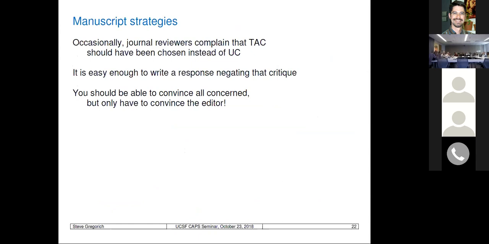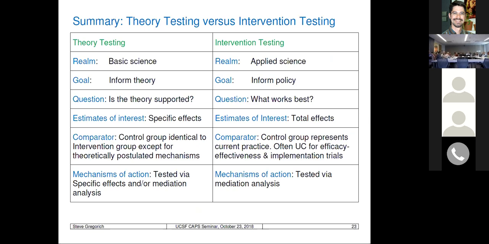So with manuscripts, it's kind of a different story because you've got lots more power in that situation. Occasionally, reviewers complain that it should have been time and attention matching, but it's easy enough to write up a response negating that critique, I think. And really, at the end of the day, all you really need to do is convince the editor, because they will shut down the reviewer if they need to.